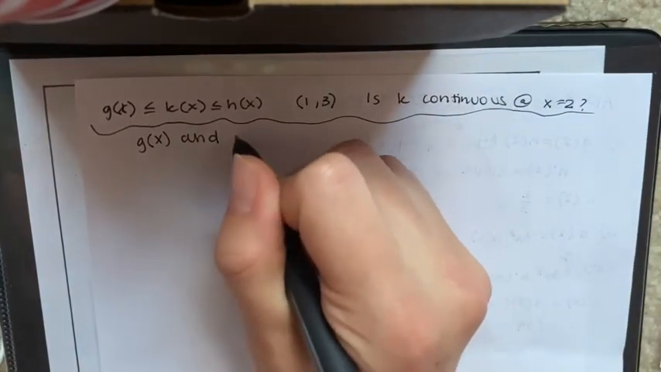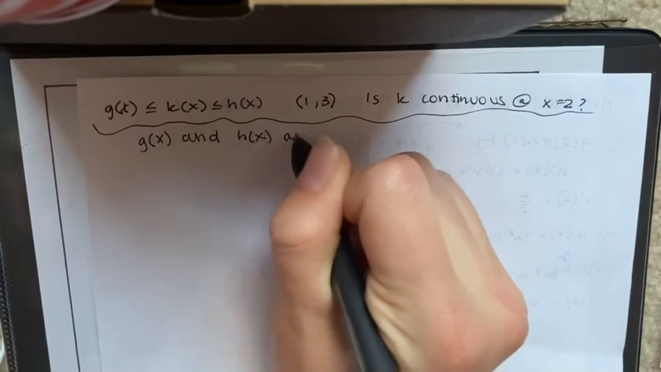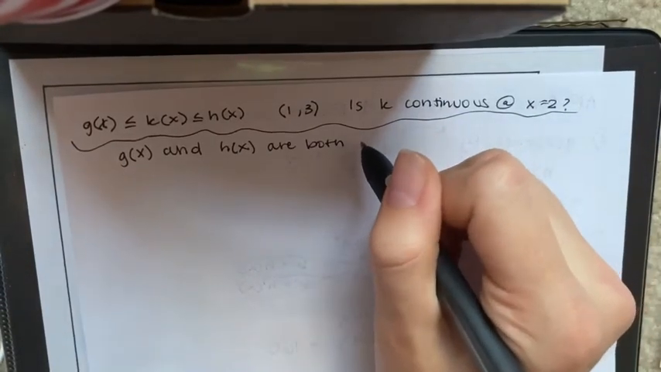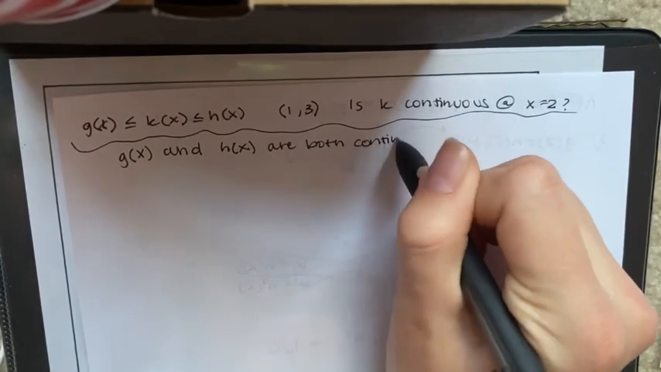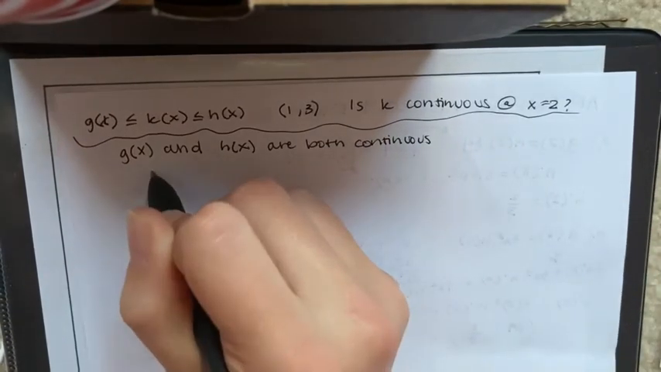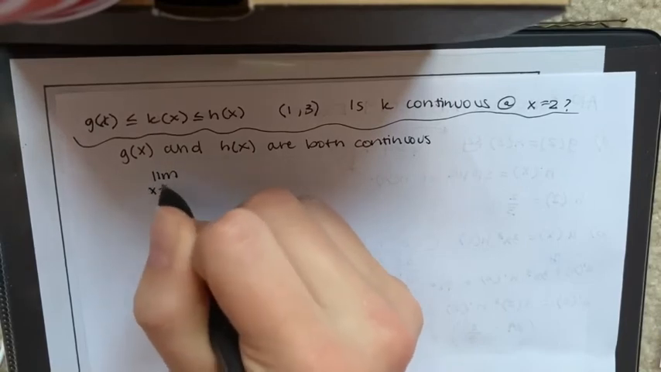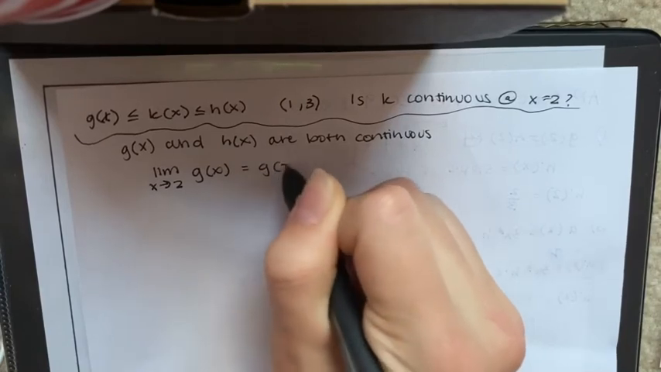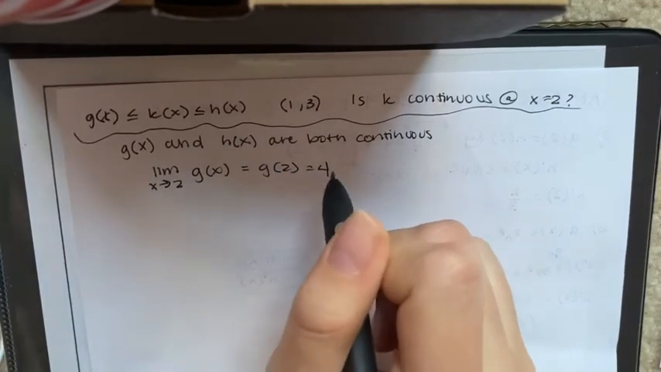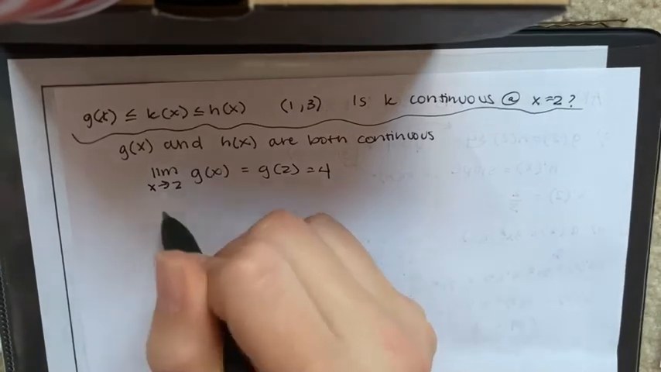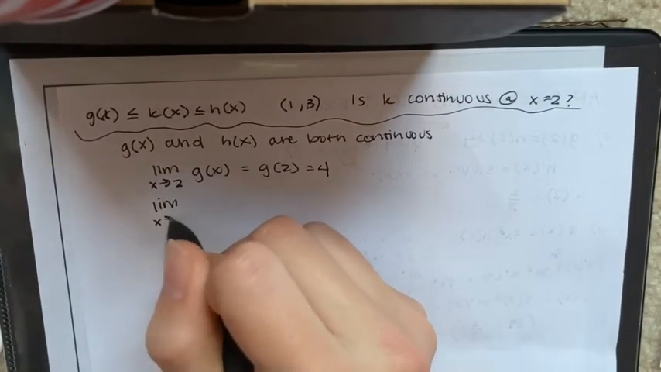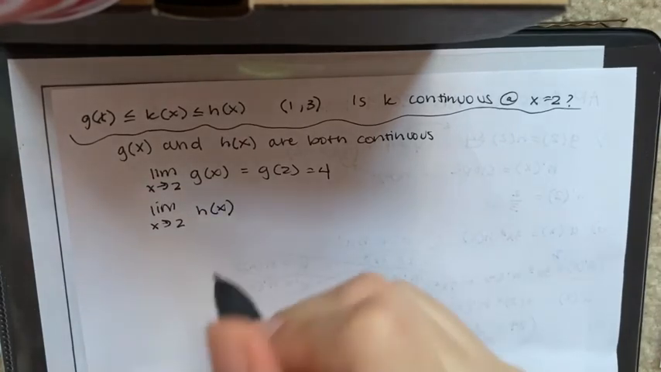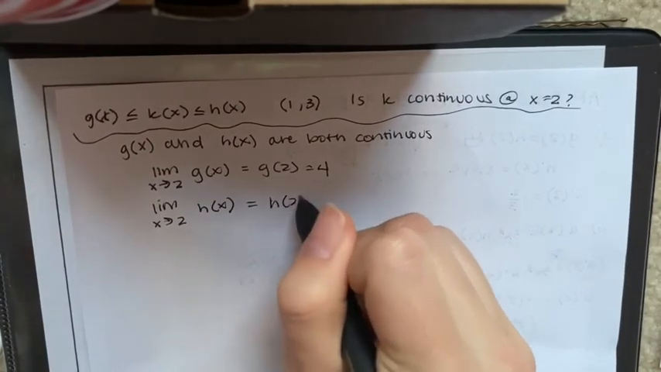So g of x and h of x are both continuous because, as I said earlier, differentiability implies continuity. So we're also going to evaluate the limit. The limit as x approaches 2 of g of x equals g of 2 equals 4, and that's the same for h of x. So that equals the limit as x approaches 2 of h of x equals h of 2 equals 4.